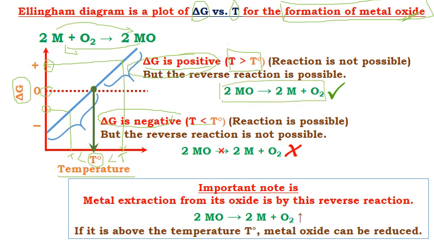So in this case, if delta G is positive, then the extraction of metal from its metal oxide ore is possible. Whereas if delta G is negative, then the extraction is not possible. This is the important point we should remember. If delta G is positive, then it is possible to extract metal from its metal oxide. Whereas if delta G is negative, then it is not possible to extract metal from its metal oxide.